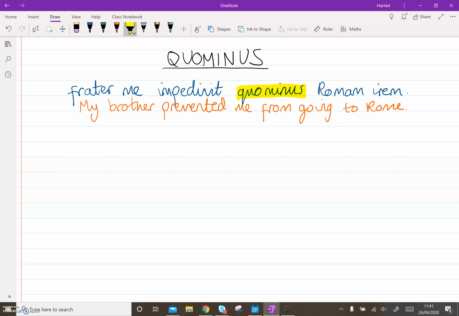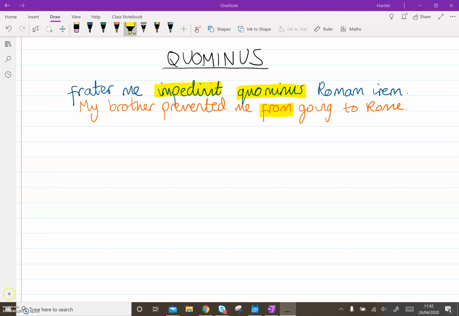And the sort of verbs that it appears with are also very similar. So you can see here we've got a verb of impeding, of hindering, of preventing. There's no negative in the main clause. So my brother prevented me, and then we're translating quominus here as from going to Rome. So exactly the same as we translated quin after impedio earlier.